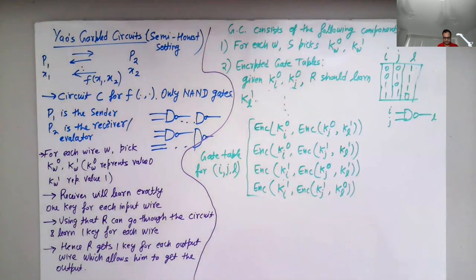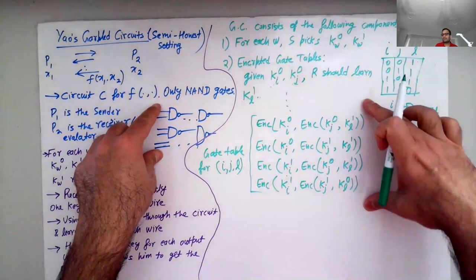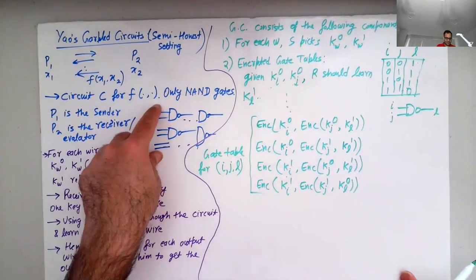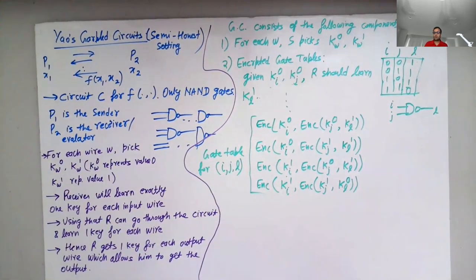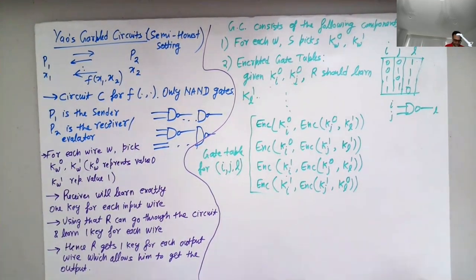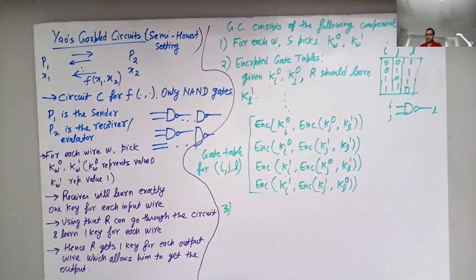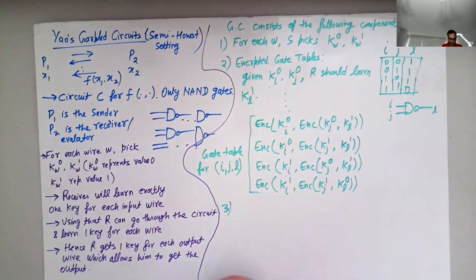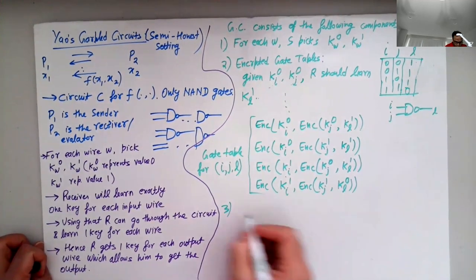So now observe the following: if the receiver gets one key for each input wire, and the receiver gets all these encrypted gate tables, the receiver can learn the keys for the output wires corresponding to the right value. But how does the receiver get the actual output? The receiver can get the keys, but what do the keys correspond to? So the last component in a garbled circuit is what is known as the output decoding table.